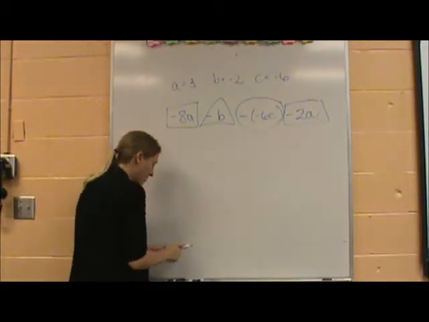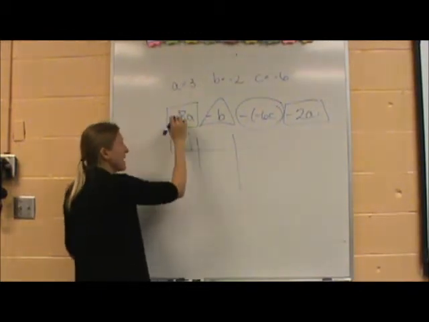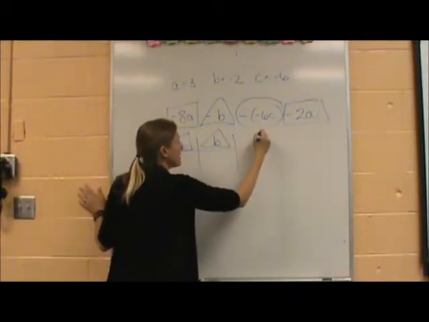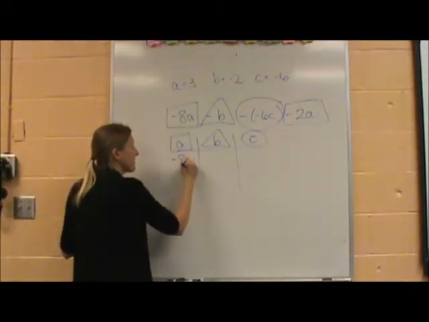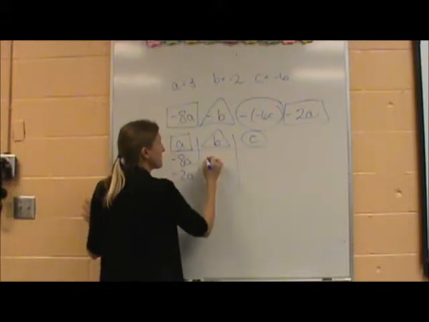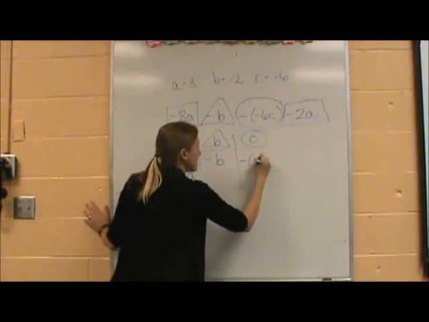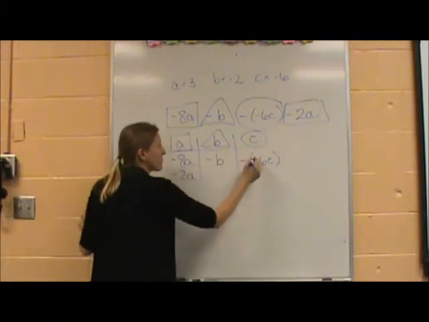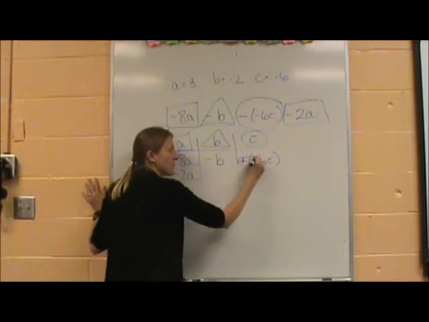So I'm going to make a t-chart again. I'm going to start with my squares, my a's. Then next is my triangles, my b's. And finally, my circle, my c's. So I'm going to do negative 8a minus 2a. My b minus b. And my c, negative 6 minus negative 6c. And notice here that I have two negatives. And when you have two negatives, they become positive.